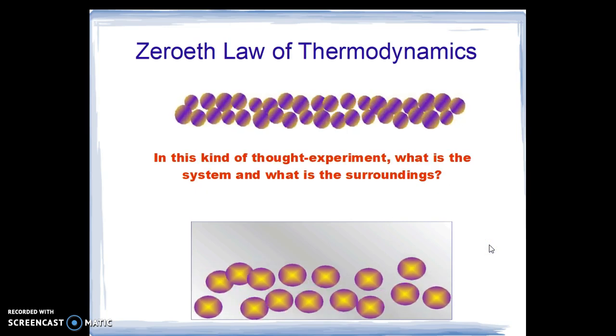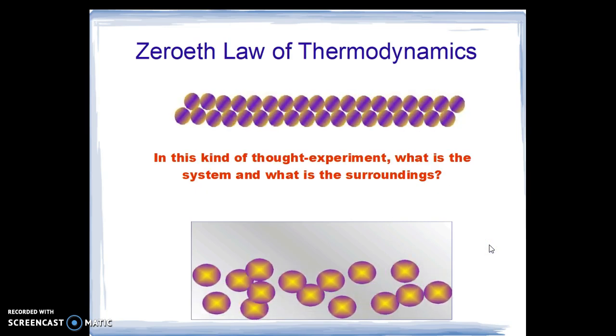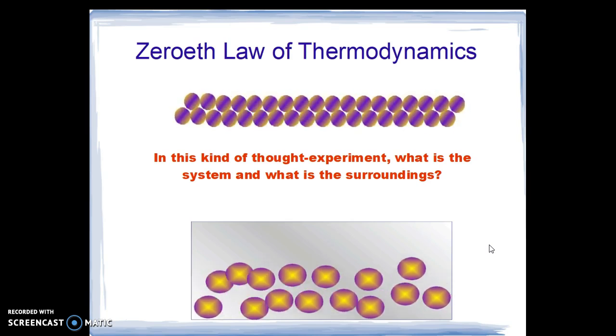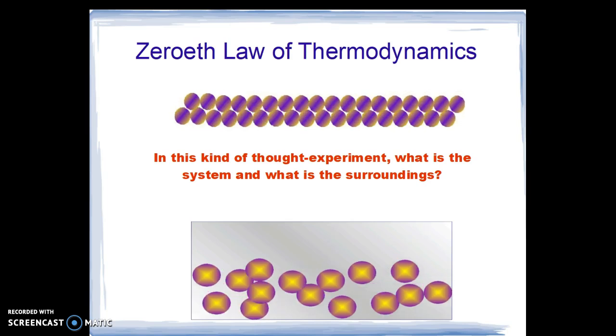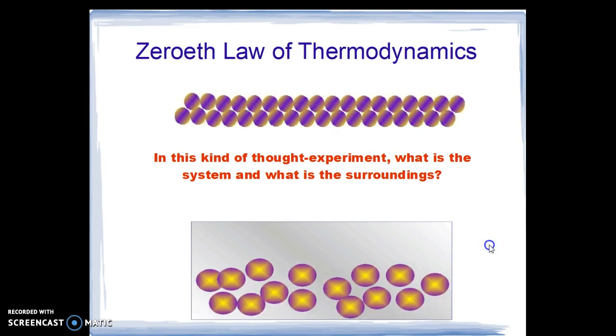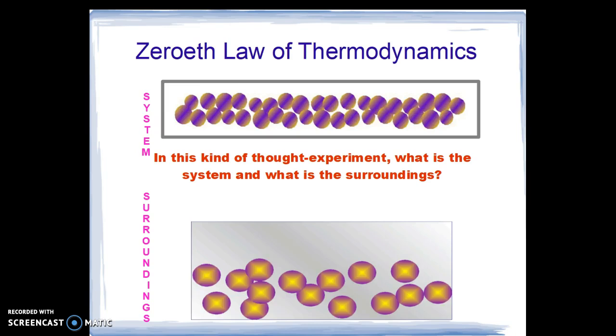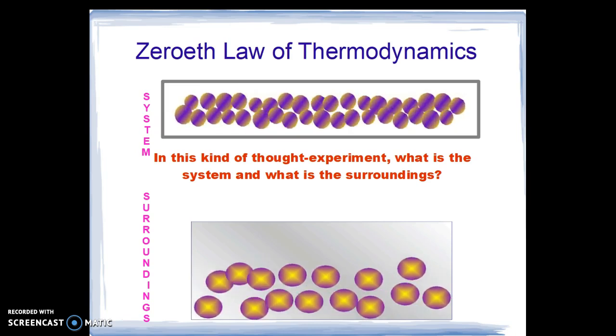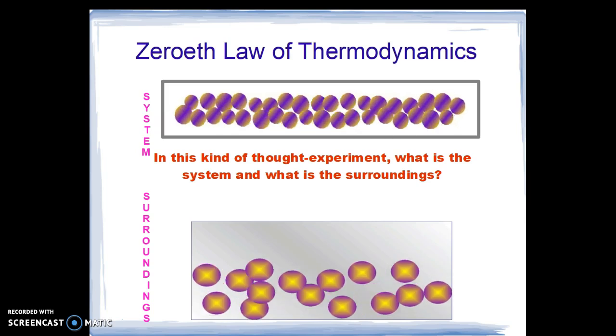Now, in this kind of thought experiment, turn the video off and discuss what is the system and what are the surroundings. It may be obvious or not, but the system is the higher temperature metal, and then the surroundings would be the liquid that they are immersed into.